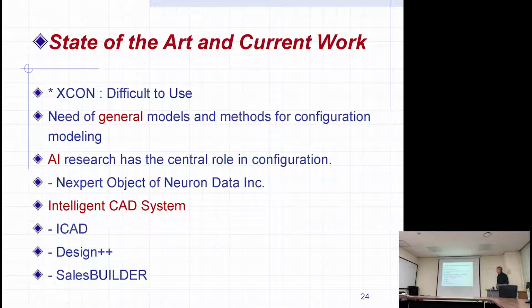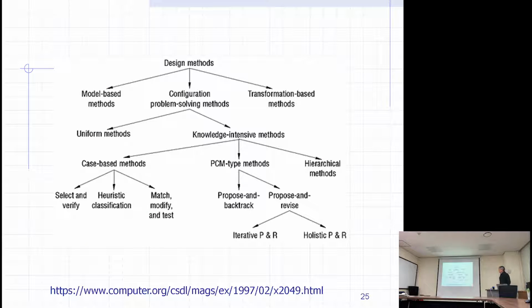State of the art and current work: XCON is a software system, but it was not easy. There was also an internet CAD system like ITEL, Design Class, and it is also more than 10 years old. Now all systems have changed. We should have a new survey on this. And this is design method and configuration.